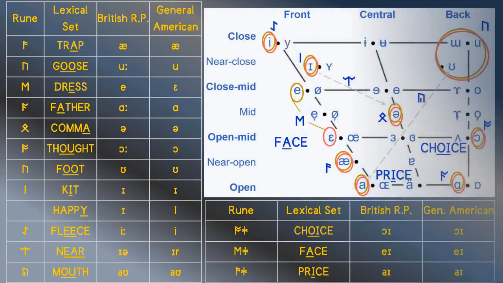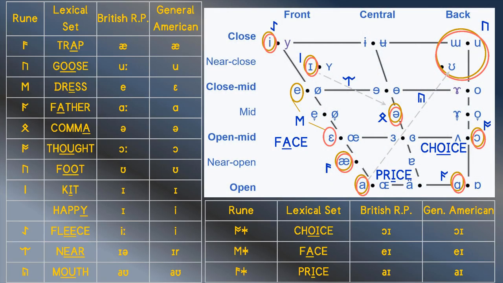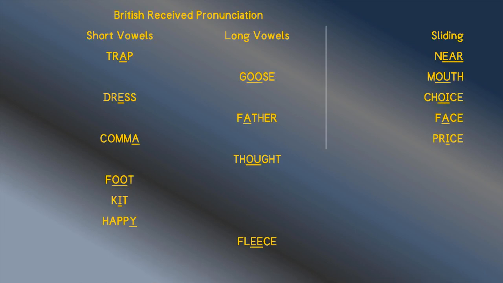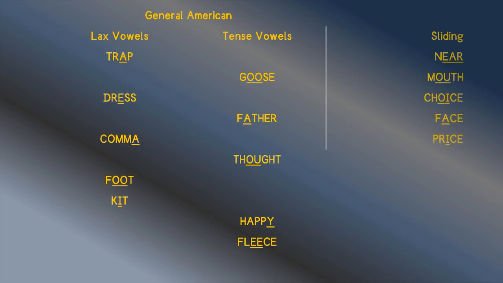Wassail! Last time on Rune Revival, we looked at which runes best represent the vowels shown in these keywords drawn from Wells' lexical sets. Now we're going to organize them. First, we'll look at the British received pronunciation. We'll put the sliding vowels off to one side and arrange the rest in two columns, short vowels and long vowels. Now, the general American accent doesn't distinguish vowel length.